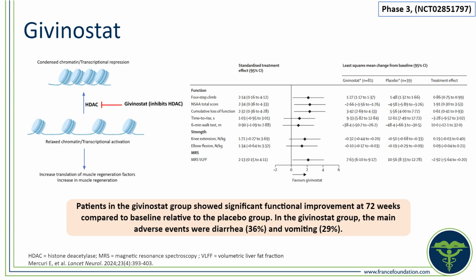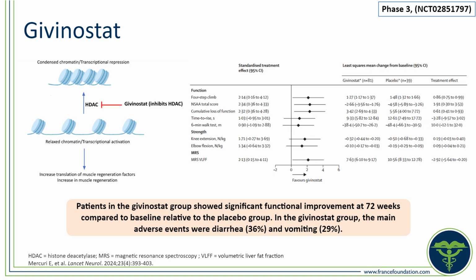Givinostat is a newly approved agent for the treatment of Duchenne muscular dystrophy. It is an HDAC or histone deacetylase inhibitor. The exact mechanism in Duchenne muscular dystrophy is yet unknown. However, in the phase 3 trial, as we can see depicted in the figure on the right, patients treated with givinostat showed significant functional improvement at 72 weeks compared to baseline relative to the placebo group.